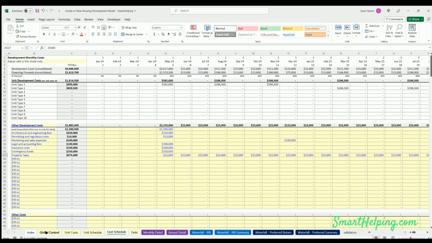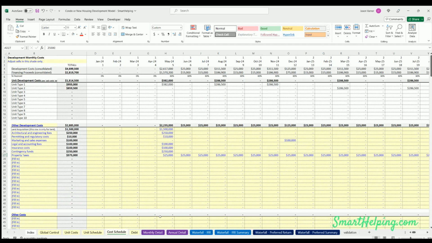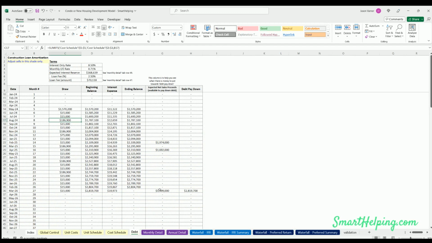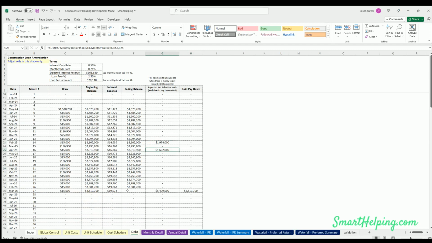Now, since we know that is month 27, we can also enter planned month to repay all debt. That can be month 27. You'll see here on the debt tab, I did a schedule that shows the total sales proceeds happening each month, and then you can see when the debt pay down happens. This will be driven by your entry here, planned month to repay all debt. And you can see whatever month has enough to repay the balance, you just kind of look at it and enter.